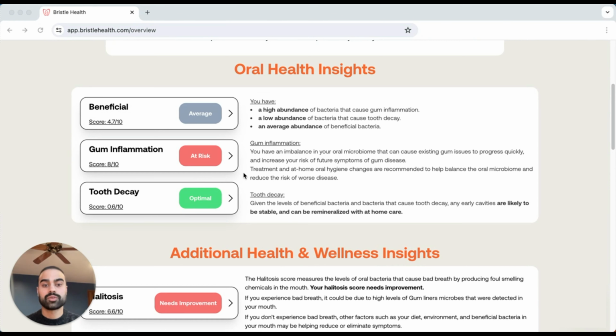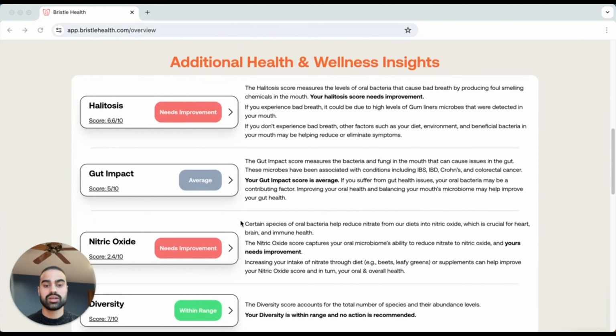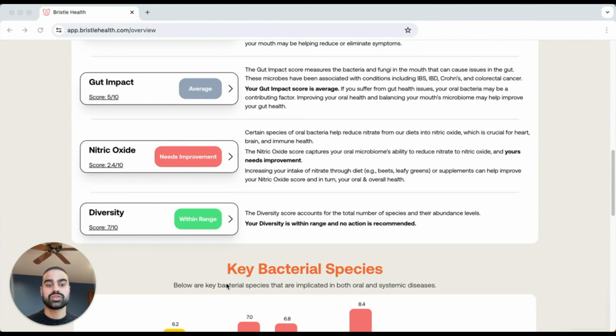Tooth decay and gum inflammation are categorized as optimal, average, needs improvement, at risk, or high risk, whereas the beneficial bacteria, gut impact, halitosis, and nitric oxide scores are categorized as optimal, average, or needs improvement. Lastly, the diversity score has categorizations for too low, too high, or within range. Too low or too high may signify elevated risk of infection, but the vast majority of patients are within range where no action is needed.